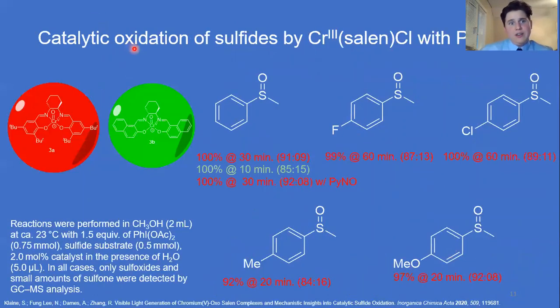We also looked at the catalytic oxidation of sulfides using these chromium salen complexes, and we obtained near quantitative conversion of sulfide to sulfoxide. And also we had relatively good chemoselectivity. So shown here, this corresponds to the sulfoxide, while this corresponds to the overoxidized product sulfone, which has 2 oxygens on the sulfur atom. One thing to note is that with 3B, we saw a decrease in the chemoselectivity, and in the presence of pyridine N-oxide, we didn't see much of an improvement in terms of selectivity.